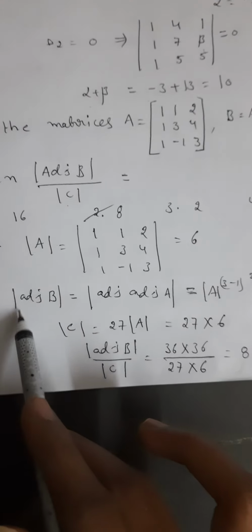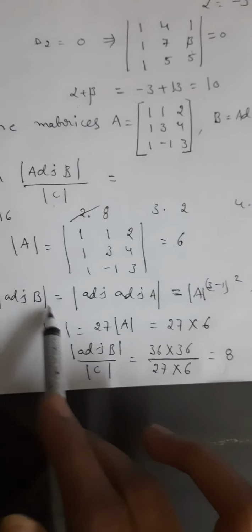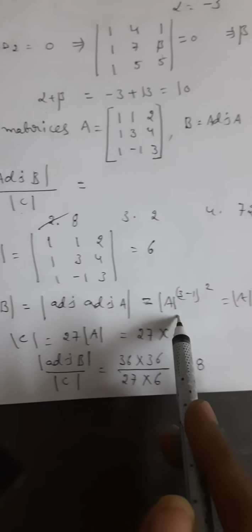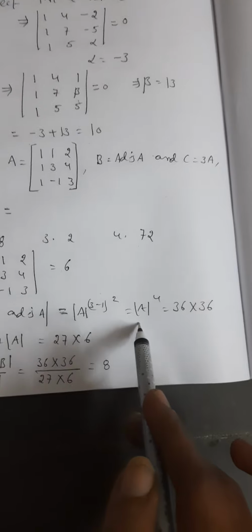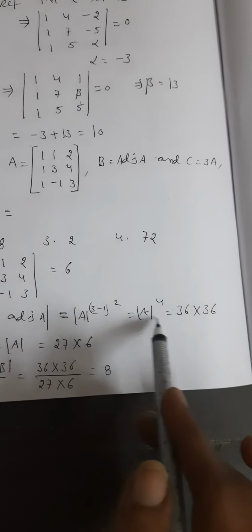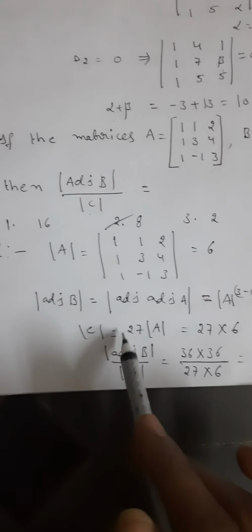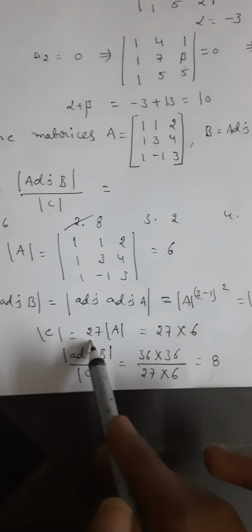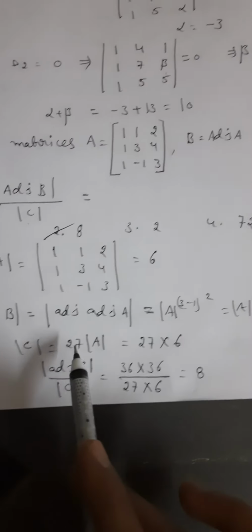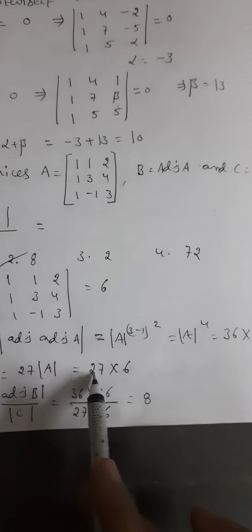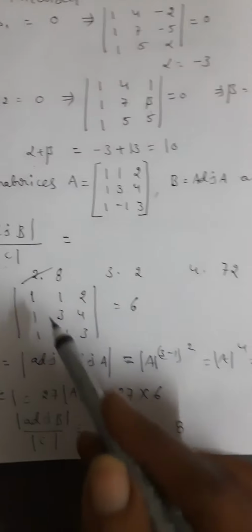Modulus of adjoint, see here, det A. So modulus of adjoint B is equal to, one of the formulas is det A to the power of 3 minus 1 whole square, that is equal to A power 4. A power 4 can be written as A square into A square, and det A whole square into det A whole square. So we'll get 36 into 36. Next, modulus of C is equal to, already given a condition in this question, C is equal to 3A. So modulus of C is equal to 27 into det A is equal to 27 into 6. So finally we'll get the answer 8.